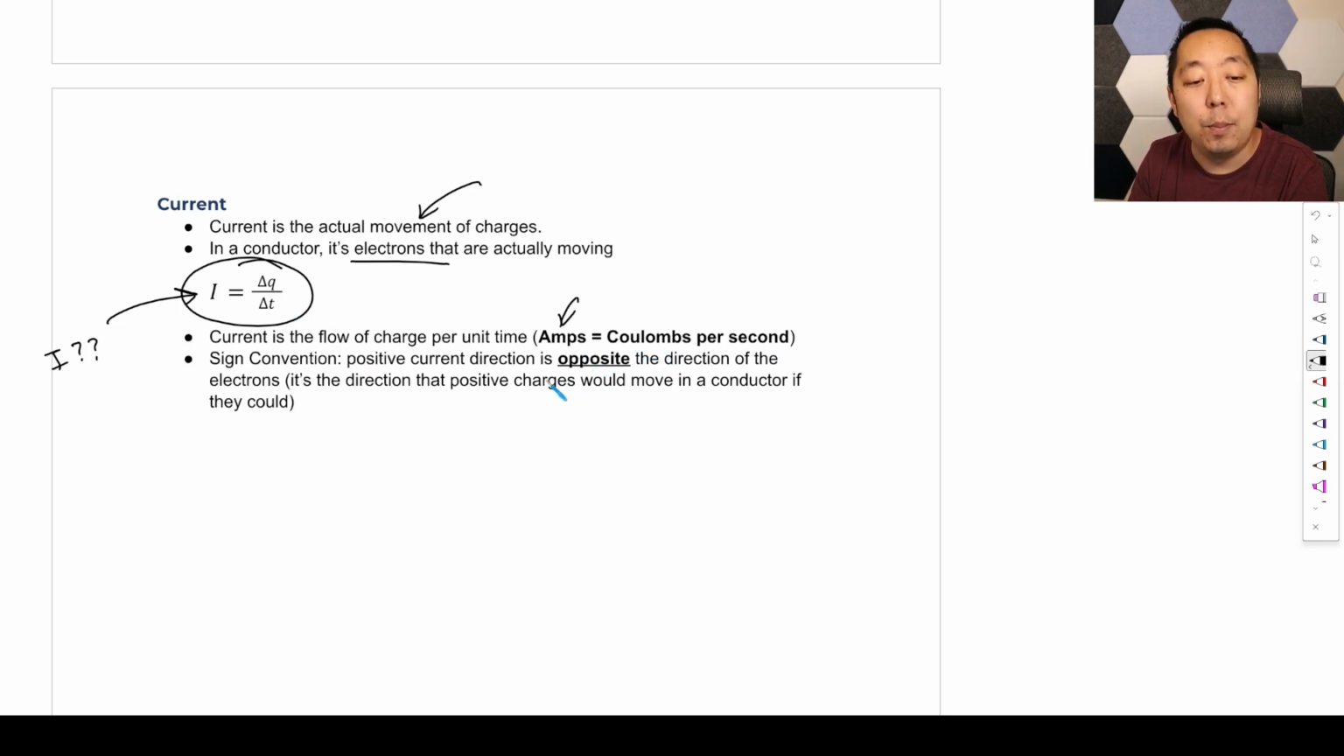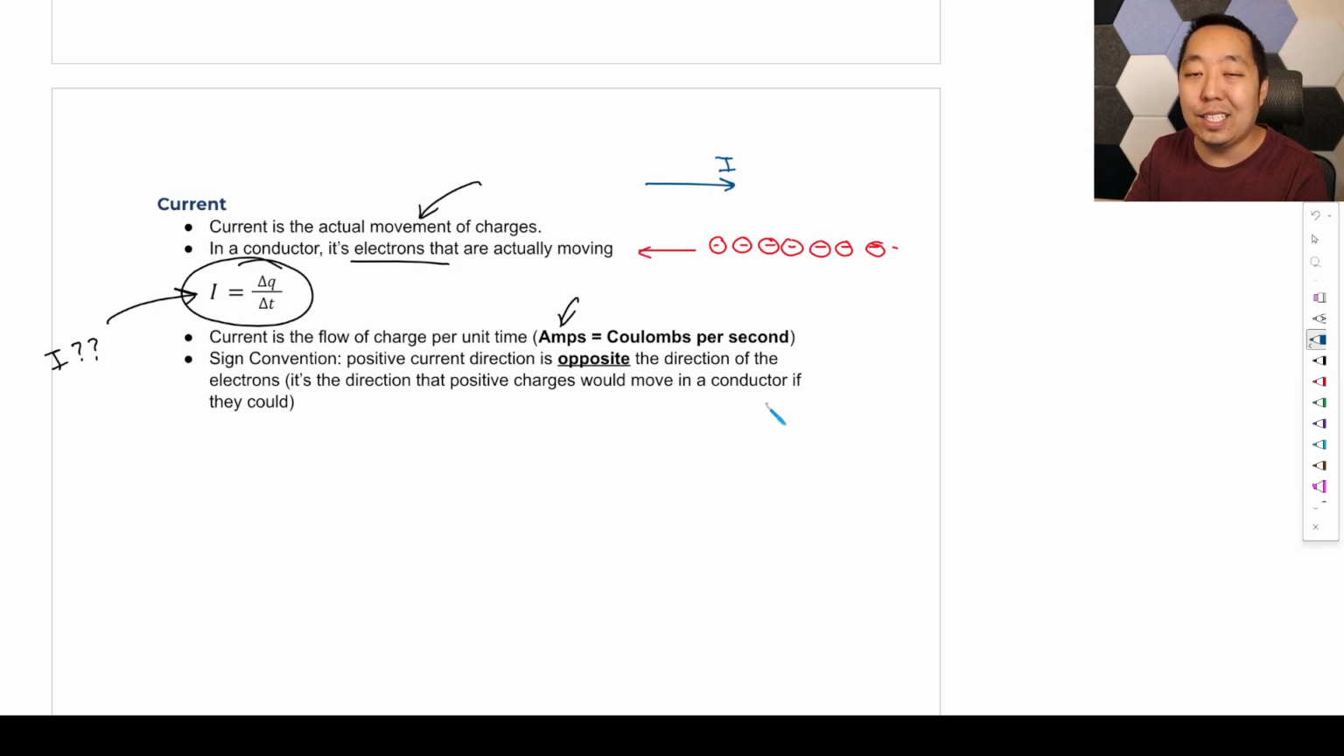Sign convention: positive current direction is opposite the direction of the electrons. Okay, so this is a little bit tricky. It's because when they invented the sign convention, they just assumed positive charges were the charges that were moving. They didn't know anything about electrons. It wasn't until later. So if the electrons, let's say in a wire, are traveling this way, then the current is actually going this way. Current is opposite the direction of the electrons.